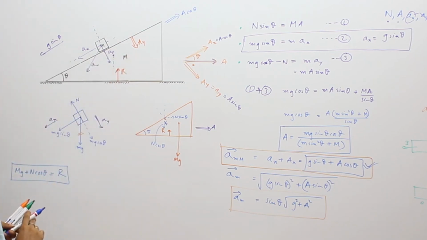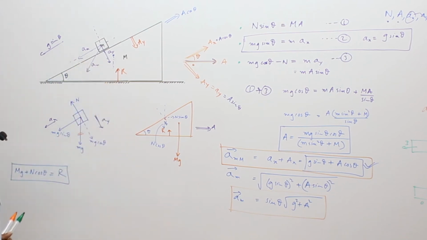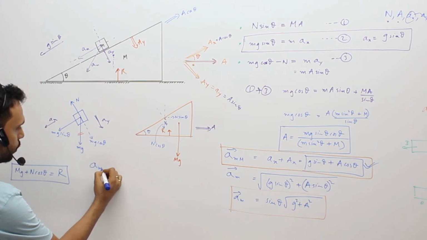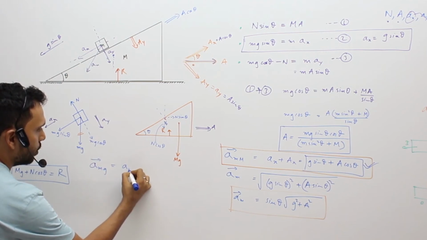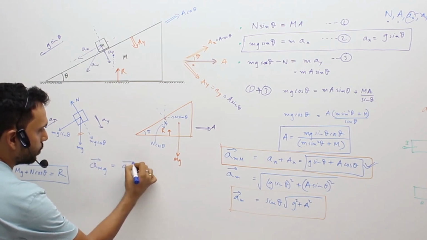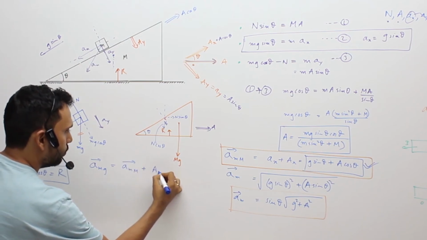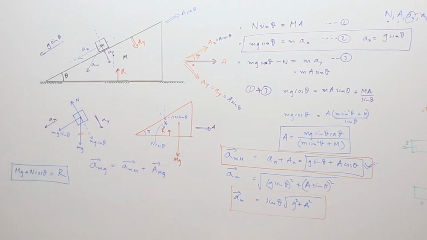Okay. Now, how are they connected? How do I get the acceleration of the small mass with a vector diagram? So let me have a go at it. We'll write an equation for that. Acceleration of the small mass with respect to ground is acceleration of the small mass with respect to the big mass plus acceleration of the big mass with respect to ground. I hope you agree with all of this.